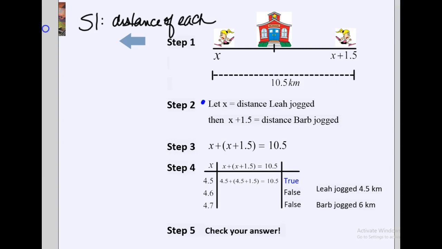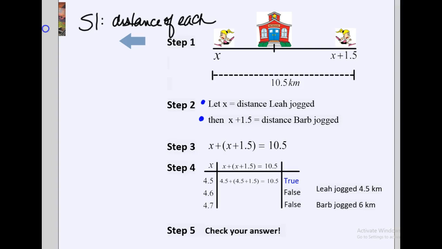If we go back there and read, what did it say about Barb? Well, Barb was 1.5 kilometers more than Leah. Well, more than implies plus. And so there's my second let statement. Now, step number 3, we've got to come up with our equation.